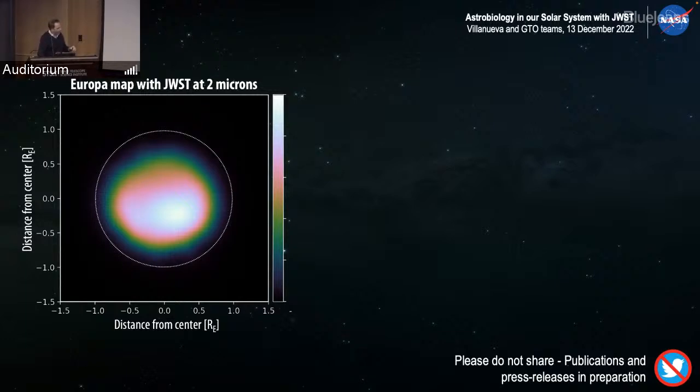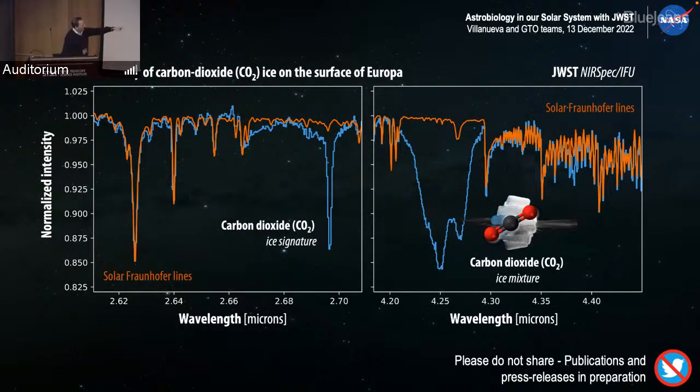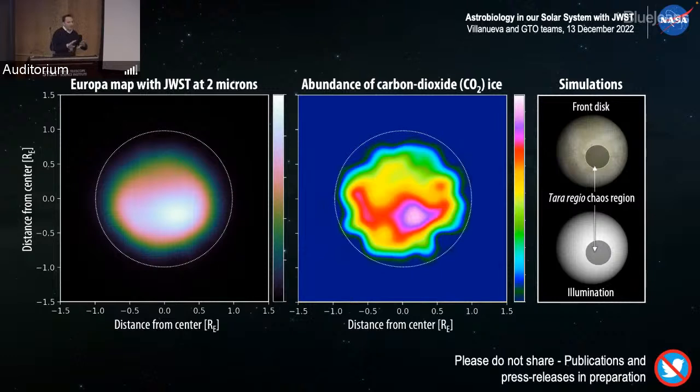But the thing that we discovered, again, this is a new thing. We saw this huge feature at 2.7 microns, and then we saw 4.3. We were wondering, we had never seen it before. It was a new feature, and it's definitely carbon dioxide ice, which is a very novel detection on the surface of Europa. And it has a lot of implications for the chemical diversity of the surface of Europa. So I think this is a big thing. We're working on a timely paper with the GTO team to make this public. And the beautiful thing about that detection is it's not everywhere. It's actually localized in a very specific place on Europa, in the Tara region.